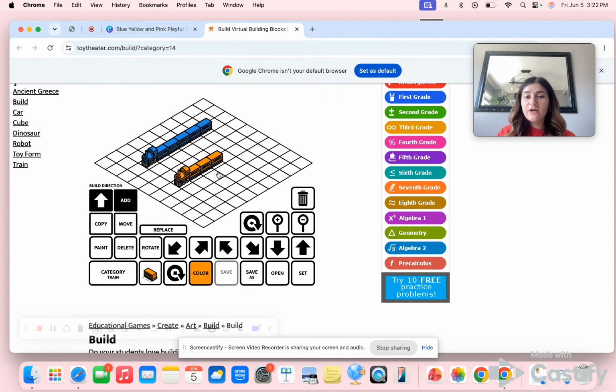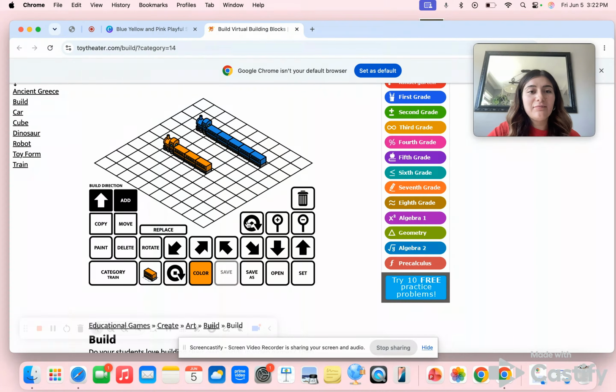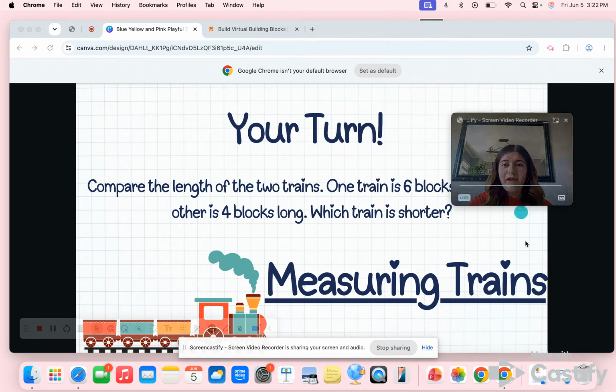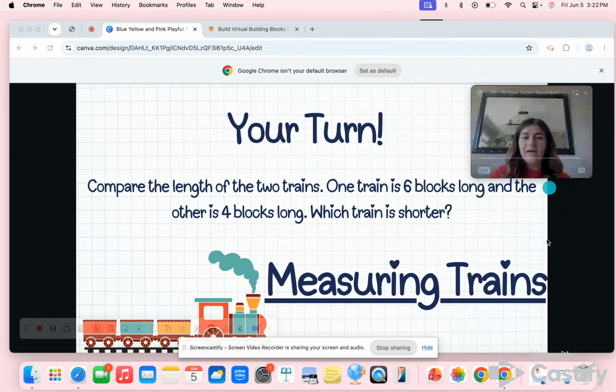Okay, now that you've shared with your partner, I want you guys to tell me which color train is shorter. Yes, the orange train is shorter because the orange train, if we look at the picture, does not reach as far as the blue train does. Good job, everyone. Okay, so now we're going to go back to our slides.